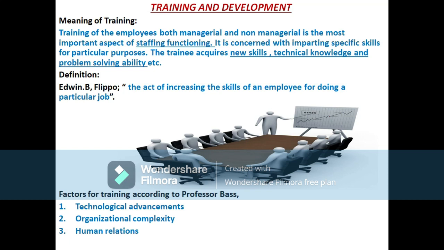Coming to the factors of training, what were the factors of training? According to Professor Bass, he has given three factors regarding training and development. These are the factors that force the need of training and development. First one is technological advancements, second is organizational complexity, third is human relations. These are the three factors that force the need of training and development in an organization.